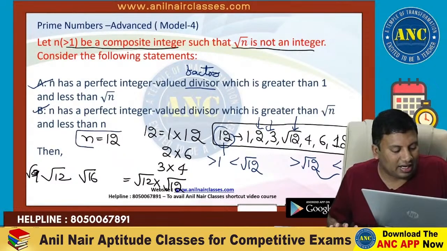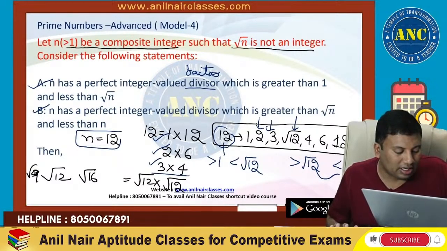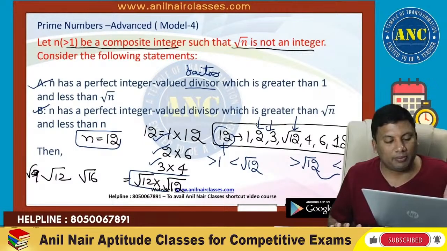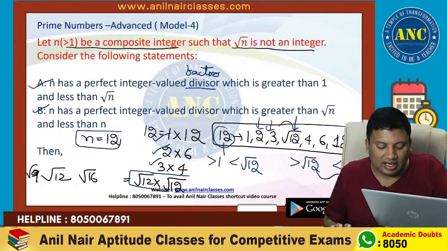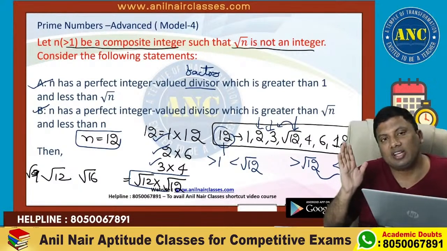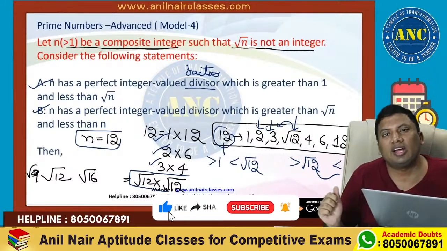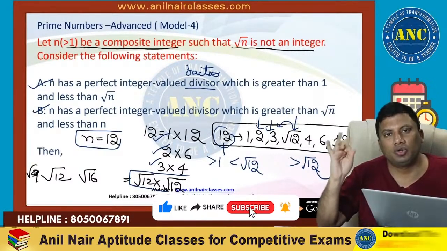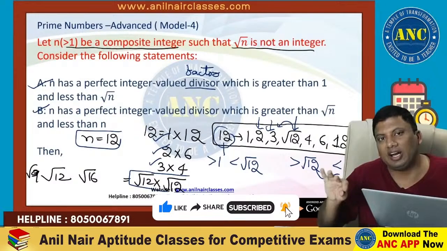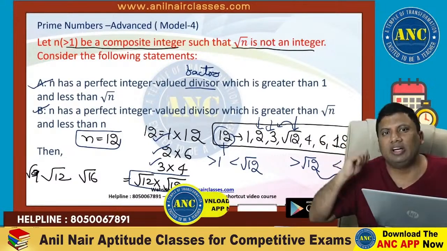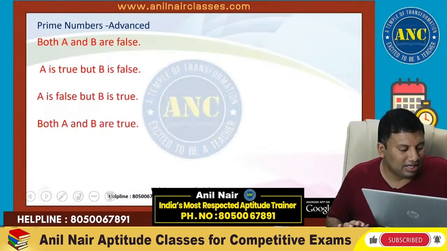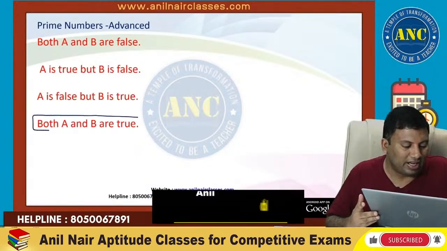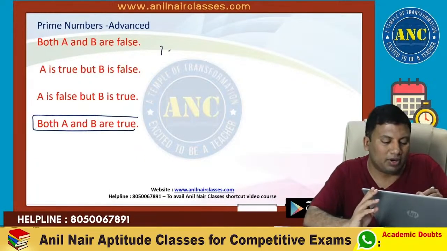If I take n equivalent to 12, 1 into 12, 2 into 6, 3 into 4, I will split it into root n into root n because the question is specifying about root n. 1, 2, 3, root 12, 4, 6, 12. So there are some factors less than root 12. Less than root 12 is 3.4. What are all the natural numbers less than 3.4? 1, 2, 3. In that, are there any integers which will divide 12? 2 will definitely divide 12. 3 will definitely divide 12. I hope the idea is clear. A is true and B is true. Very, very good question.